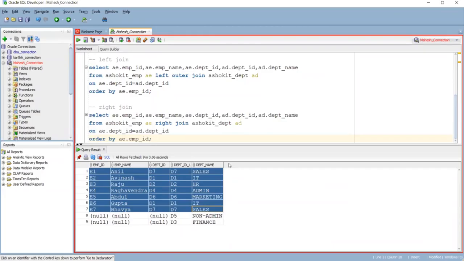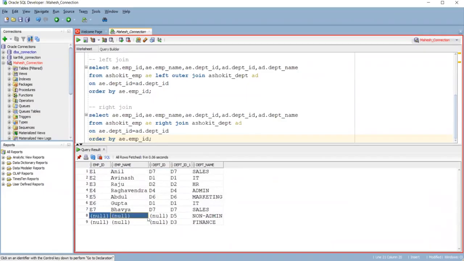Yes. So, we do not have any employee under the departments Non-admin and Finance. That's why you are getting what? Left-hand side table selected columns, we are getting null values, or not? Come on, guys, everyone.